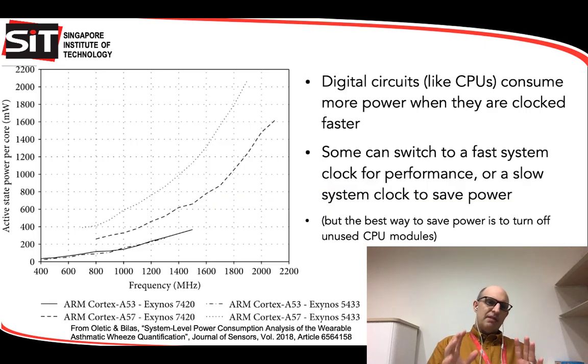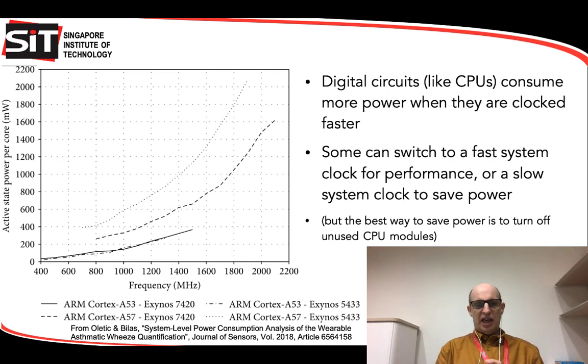Now, one of the pieces of background information is that you should know that CPUs and other digital circuits consume more power when they're clocked faster. And in fact, it's not linear. It doesn't mean that if you clock it twice as fast, it uses twice as much power. If you clock it twice as fast, it might use three times as much power.